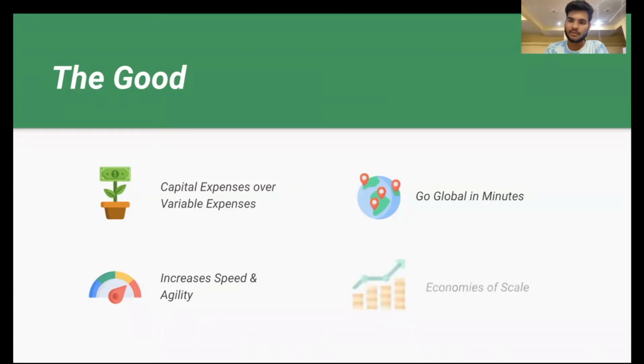Now, if we were to talk about the fourth point, which is economies of scale, this is that since there's a pay-as-you-go model, which means that you're only paying for the amount you're using, you're paying significantly less for higher performance. So the basic model of cloud computing is that you pay less without compromising on performance. So that is another advantage of cloud computing.